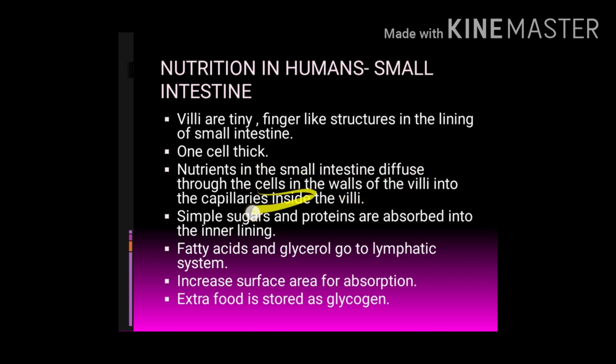Nutrients in the small intestine diffuse through the cells in the walls of the villi into the capillaries inside the villi. Simple sugars and proteins are absorbed into the inner lining. Fatty acids and glycerol go to the lymphatic system. Villi increase the surface area for absorption. The extra food is stored as glycogen.